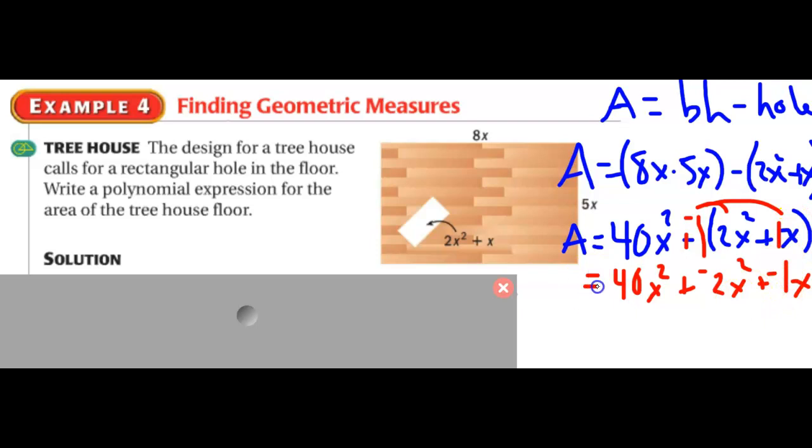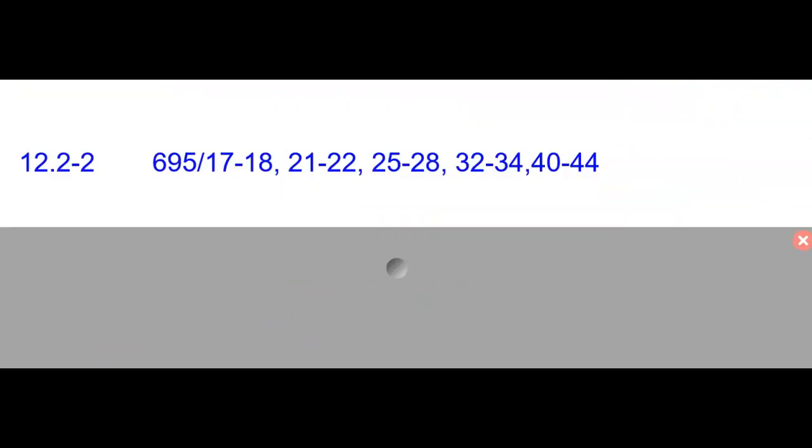So let's combine like terms. And I can see the x squared terms, second degree terms. So we end up with 40x squared minus 2x squared is 38x squared plus a negative 1x, which can also be written as minus 1x or just minus x. So here is our polynomial expression, simplified expression for the treehouse floor. And you're ready to go to work with your subtraction of polynomials. Have a great day.